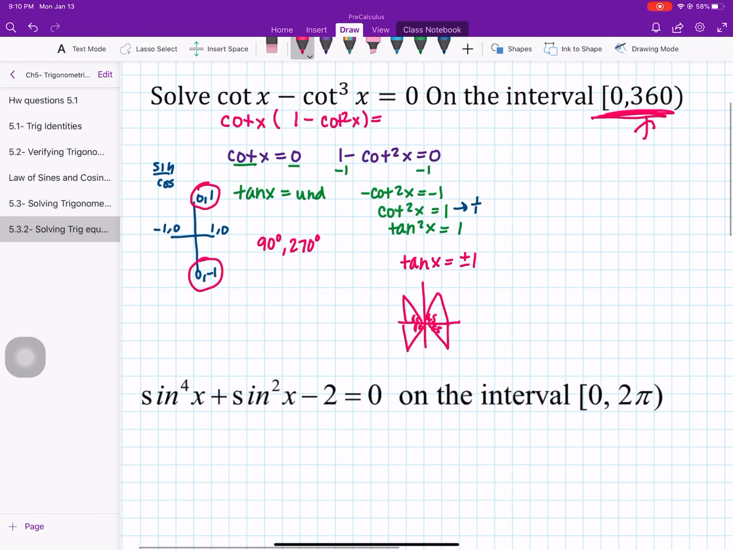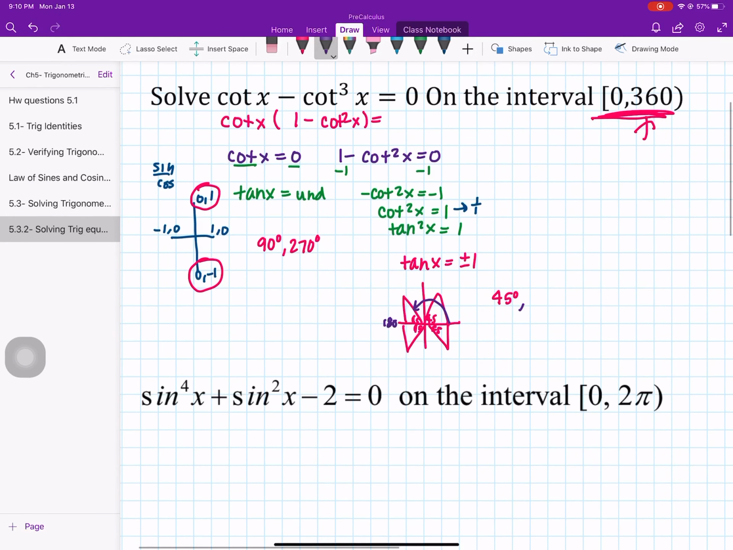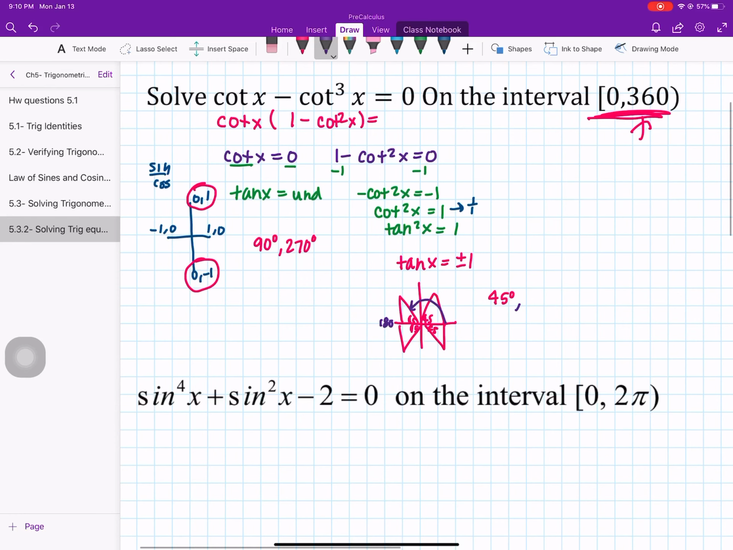I always draw this picture because I like to make sure that I remember to find all my angles. So here, my angles are 45. Then in this picture, 180 less than 45, which is 135, and then a little bit past 180, so 180 plus 45, which is 225, and then almost all the way around the circle, so 45 less than 360, which is 315. And this would represent all of your solutions.